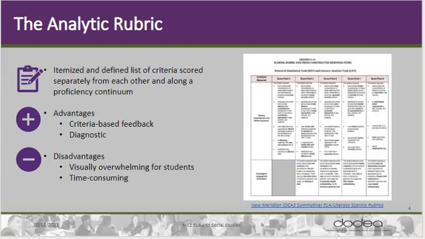The DODEA writing rubrics are analytic rubrics. They're itemized and defined list of criteria scored along a proficiency continuum. The advantage, of course, is that they are criteria-based feedback, and it's very diagnostic. The disadvantage is they're somewhat visually overwhelming for students, and they're also time-consuming.